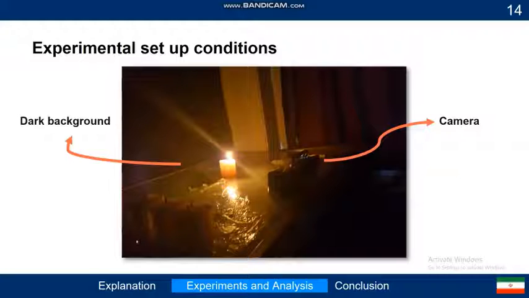Next is the other method for capturing video, because we should have specific parts of the flame, actually the flames of the candle, so we should use a dark background and special methods of camera.